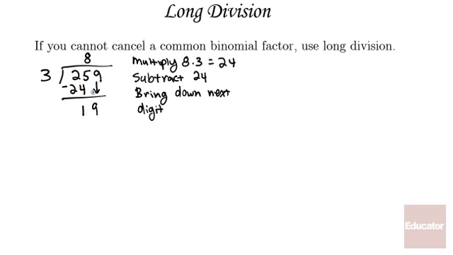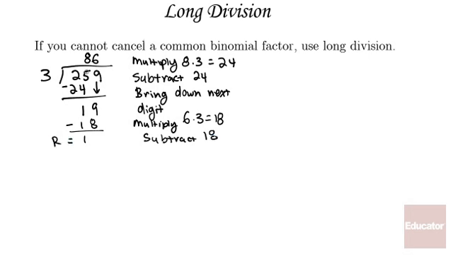Okay. The next digit was 9. That gave me 19. Again, I divide, and I find that 3 goes into 19 6 times. Multiply again to get 6 times 3 equals 18, and then subtract. This gives me the remainder of 1. So the solution here is 86 with the remainder of 1.